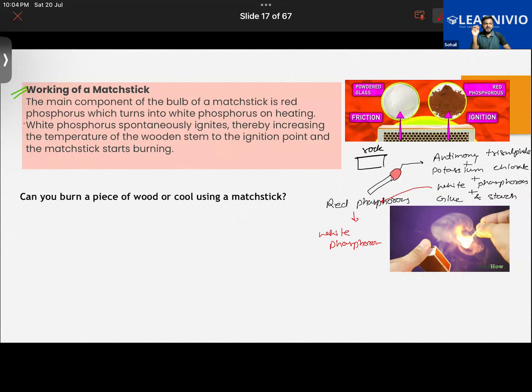Aisha, tell me, have you understood this concept or not? Please let me know. If you haven't understood the concept, I will be happy to explain it once again. No worries about that. I understood, but I'm not able to explain. Okay, just explain the composition of the bulb. Like, what is the bulb of the matchstick made up of? Just that much only.